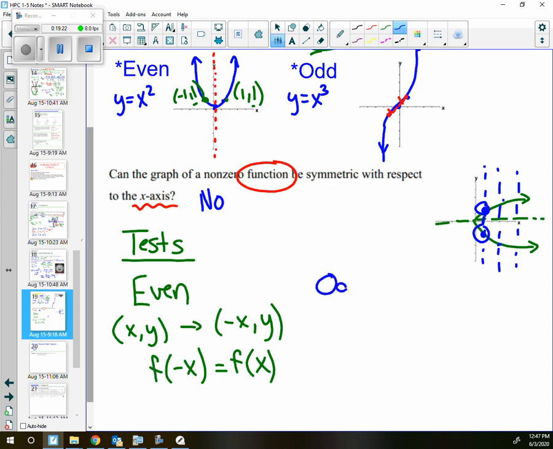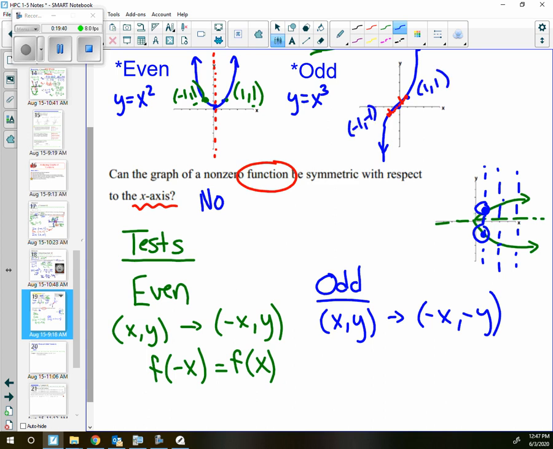To check to see if something's odd, we do something very similar. If you have a point, an ordered pair on an odd function, then you have to have the opposite of both also on the graph. So remember this one, we had the point (1, 1). Well, then you'd also have to have (-1, -1). Same distance from the origin, but on the other side. In other words, both the x and the y change sign.